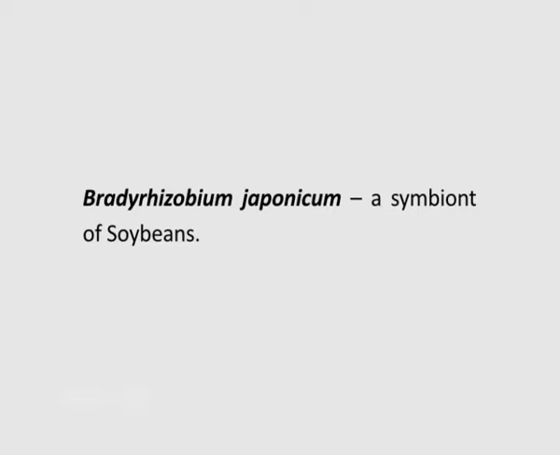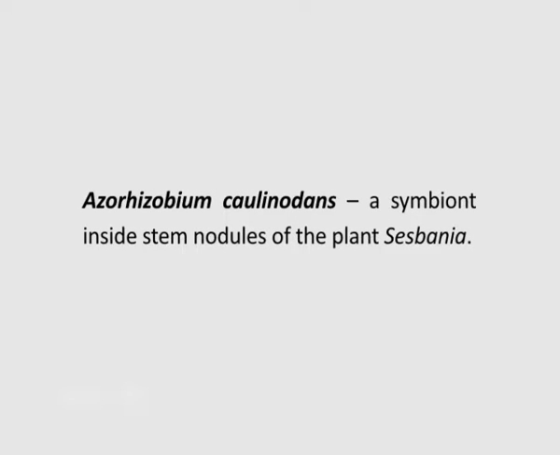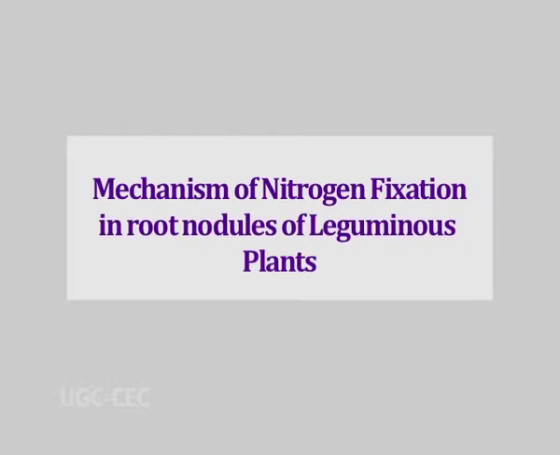The next is the Bradyrhizobium japonicum, which is a symbiont of soybeans. The next is Azorhizobium caulinodans, a symbiont inside stem nodules of the plant Sesbania. Let us now see the mechanism of nitrogen fixation in root nodules of leguminous plants.